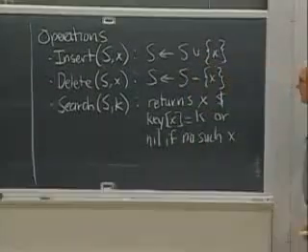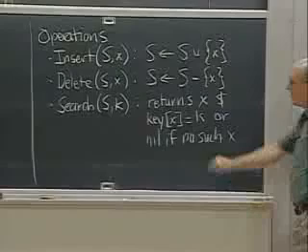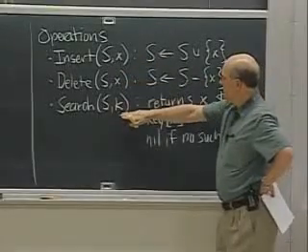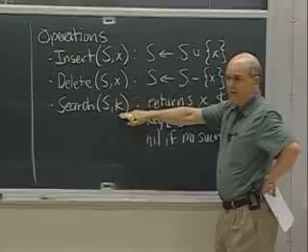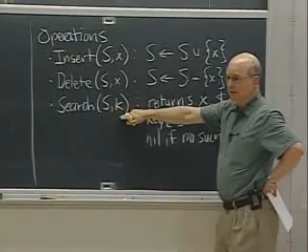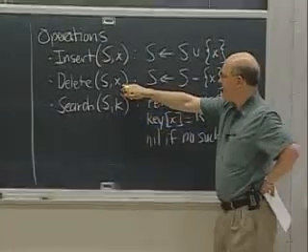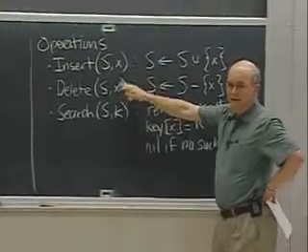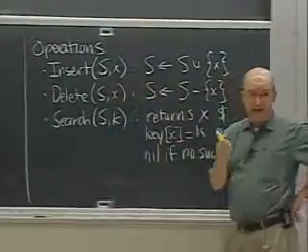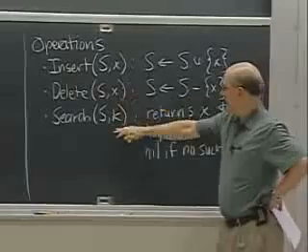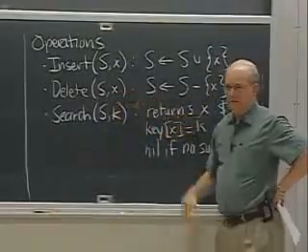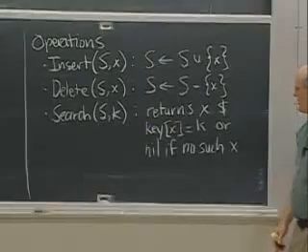So be able to insert items in, delete them, and also look to see if there's an item that has a particular key. Notice that delete doesn't take a key, delete takes a record. So if you want to delete something of a particular key and you don't happen to have a pointer to it, you have to search for it and then delete it.